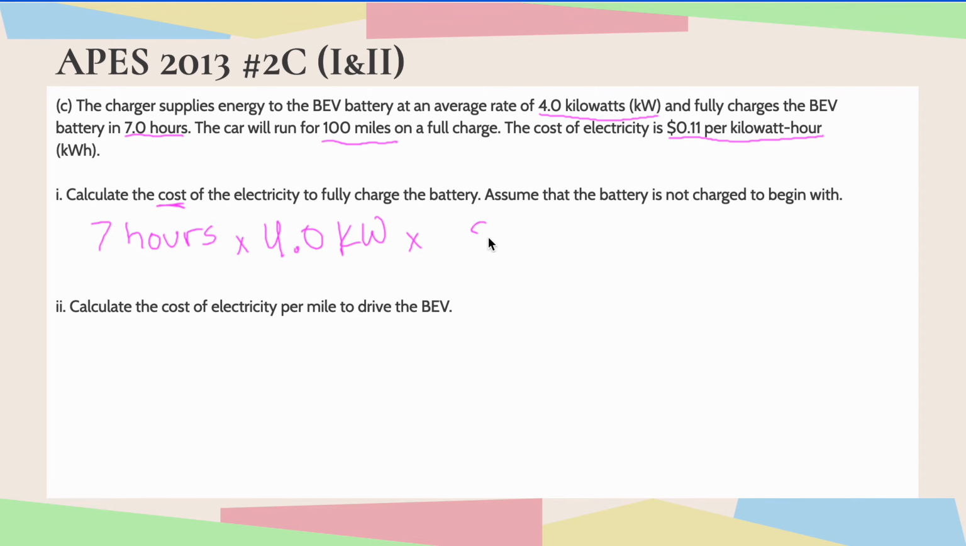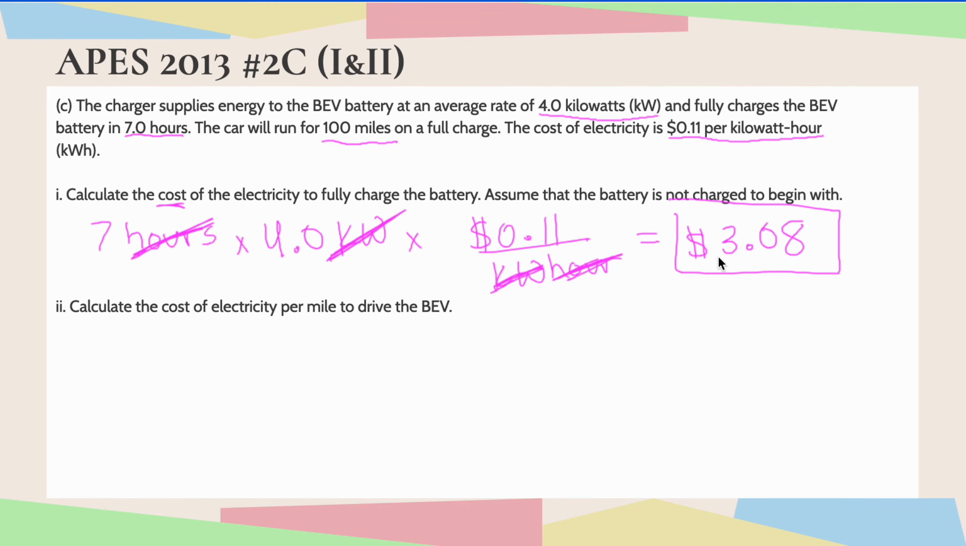So now we're going to take this and multiply it by 11 cents per each kilowatt hour. So kWh. Actually, I am just going to write it like that just so you can see the units canceling. Okay, now I'm going to cancel the kilowatts, and then cancel the hours. And so now I'm going to plug this into my calculator, and I got $3.08. So again, zooming out, this is the cost of the electricity to fully charge the battery.